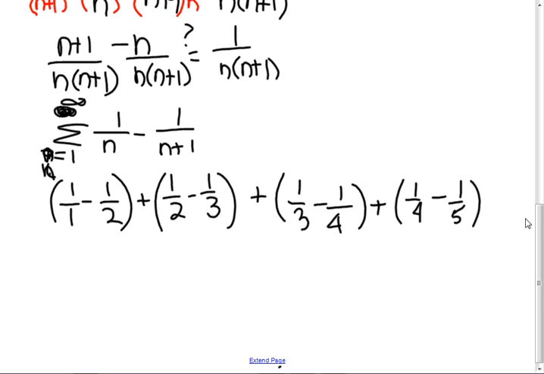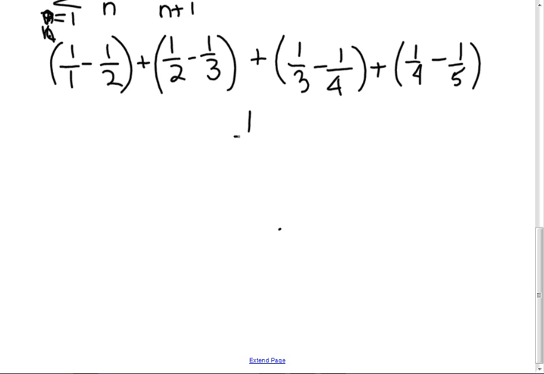And the nth one is going to be 1 over n minus 1 over n plus 1. What are the ones right before it? What's the one right before 1 over n? 1 over n minus 1. And what's the one right before this one? 1 over n. So you can see what's going to happen.